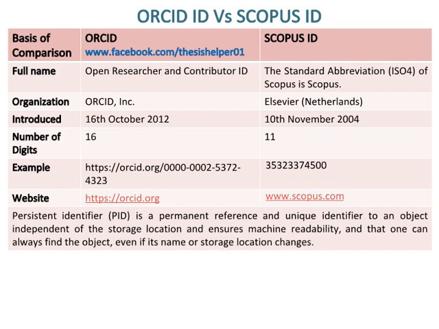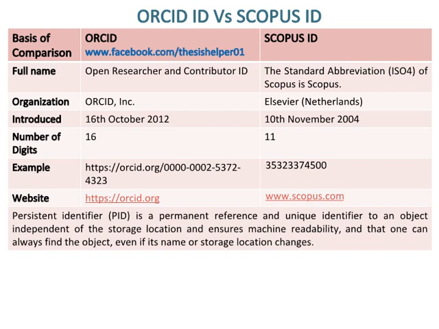The number of digits in an ORCID ID is 16, whereas the number of digits in a Scopus ID is 11. An example of ORCID with 16 digits and an example of Scopus with 11 digits are given for help. The websites of ORCID and Scopus are given for help.